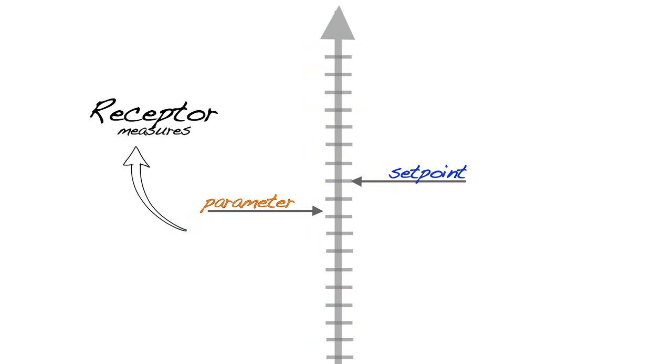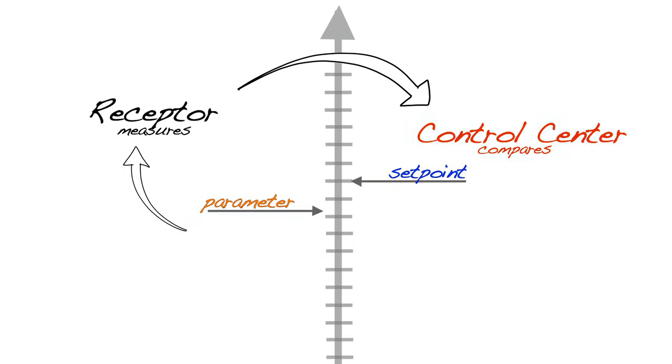Now let's take a closer look at specific components involved in a feedback loop. The receptor is the component that detects and measures changes in a given parameter. The receptor then relays this information to a control center. The control center compares the measured parameter to a desired set point. Based on the extent of deviation, the control center decides on the appropriate response and sends signals to an effector.